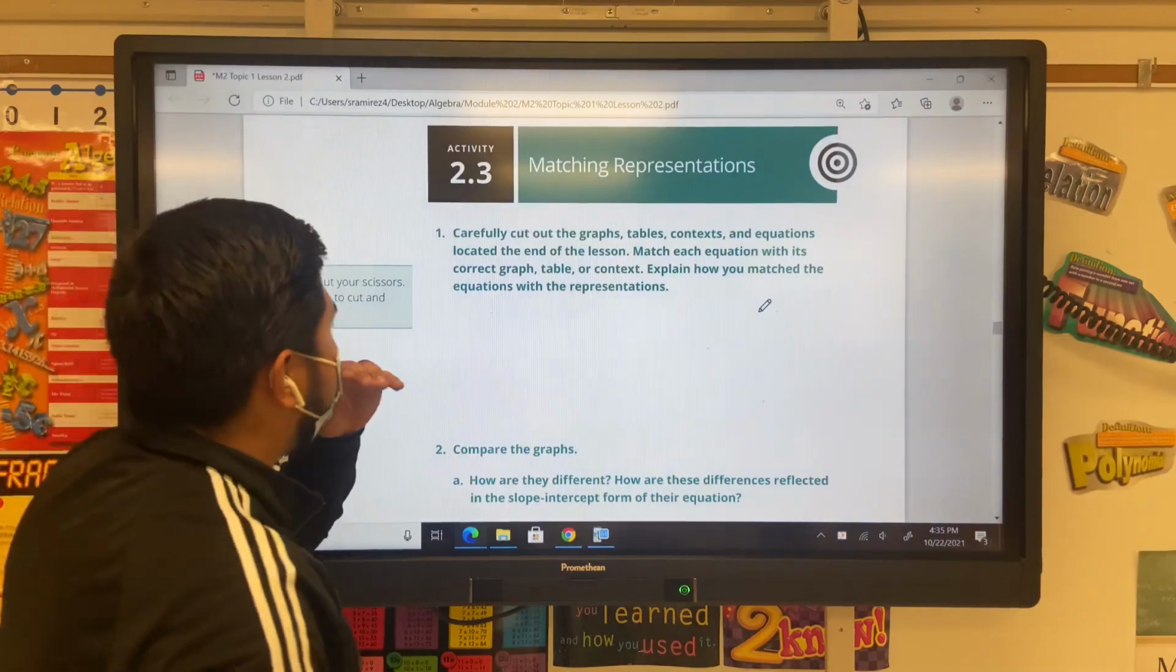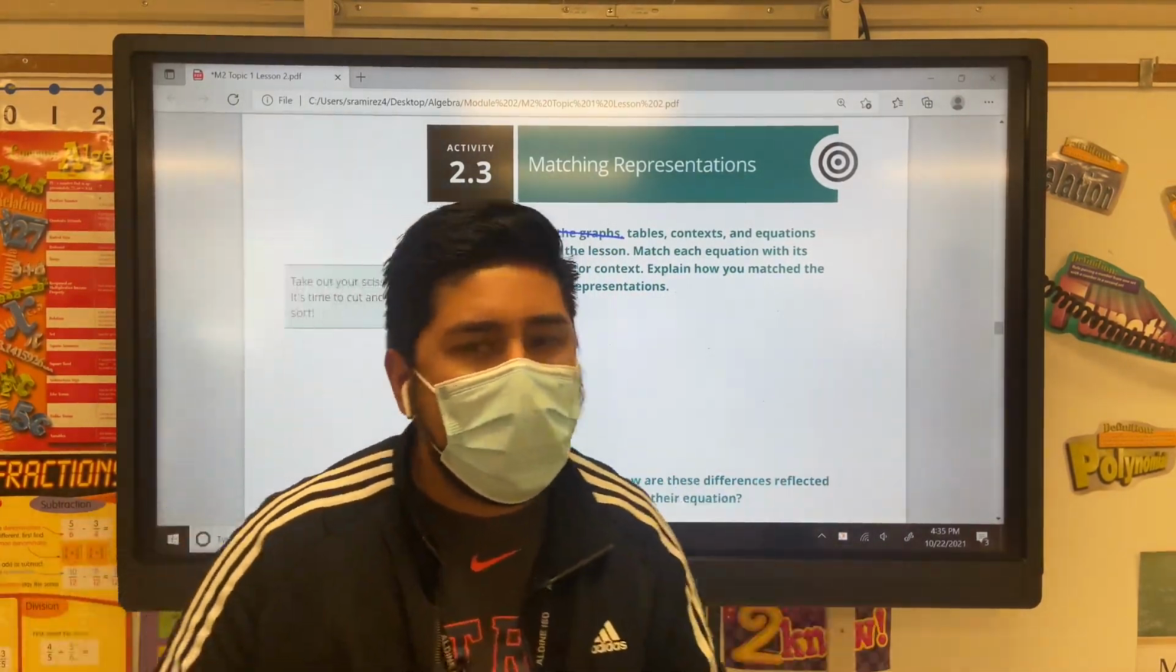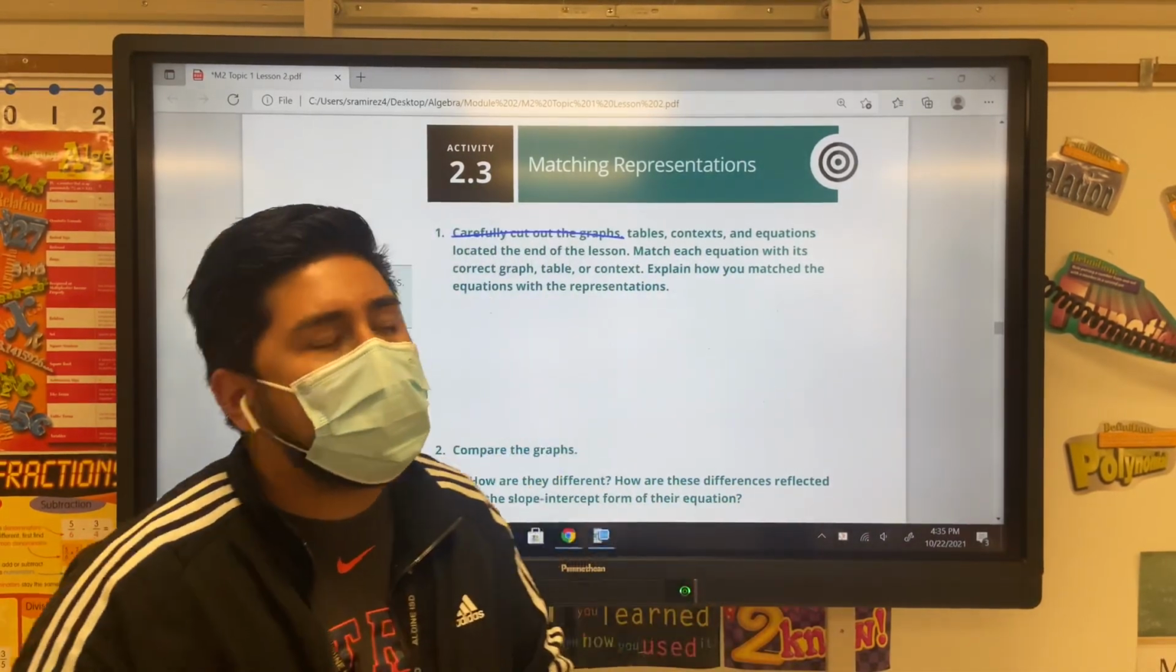2.3 says to cut out the graphs. I will definitely ask Mr. Bolden and Mr. Bowman if they trust you. Obviously, if you're not cutting graphs, that's okay. You're still doing the same exact thing.